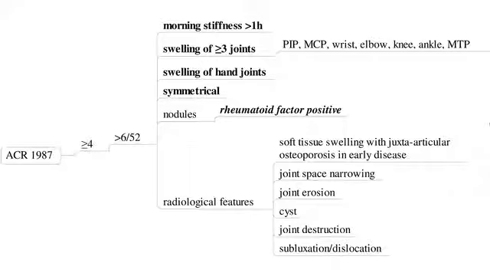factor, and a list of radiological features, which include soft tissue swelling with extra-articular osteoporosis, joint space narrowing, joint erosion, cyst formation, joint destruction, and joint subluxation or dislocation.